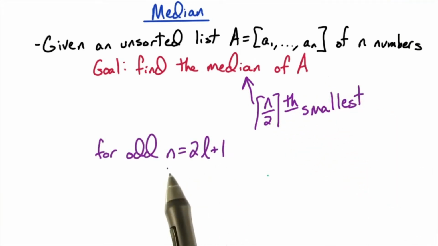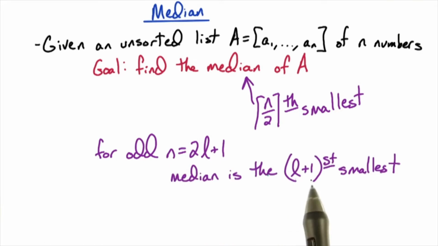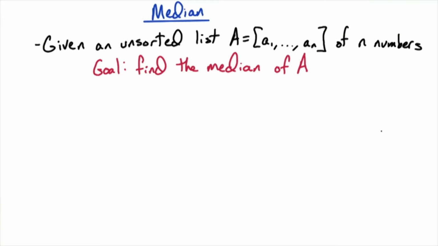When n is odd, so n equals 2 times L plus 1 for some integer L, in this case the median is the L plus first smallest. There are exactly L elements which are at most this median element, and at least L which are at least this median element. It'll be useful for us to solve a more general problem.